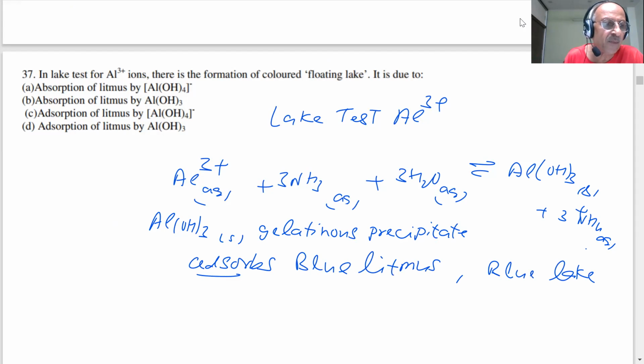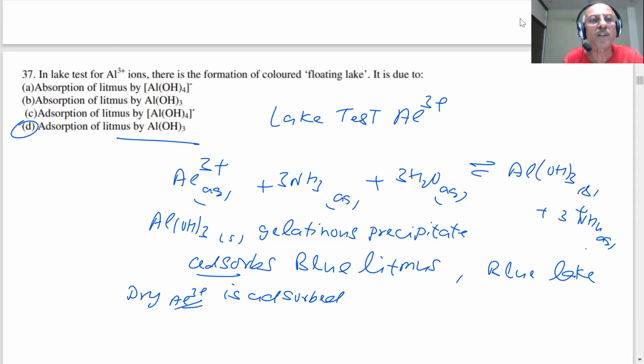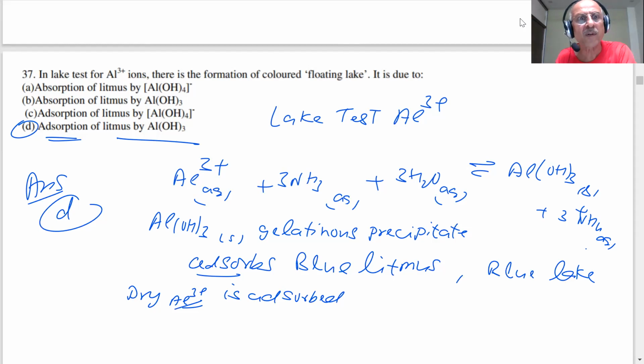So Al3+ is adsorbed by the gelatinous aluminum hydroxide precipitate to form a lake colored solution. So you will see a blue lake in the solution, and this is adsorption of litmus by the aluminum hydroxide. Therefore, the answer is D, adsorption. Adsorption takes place.